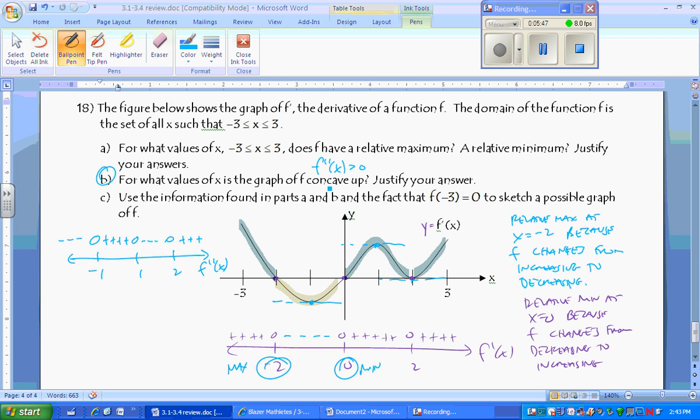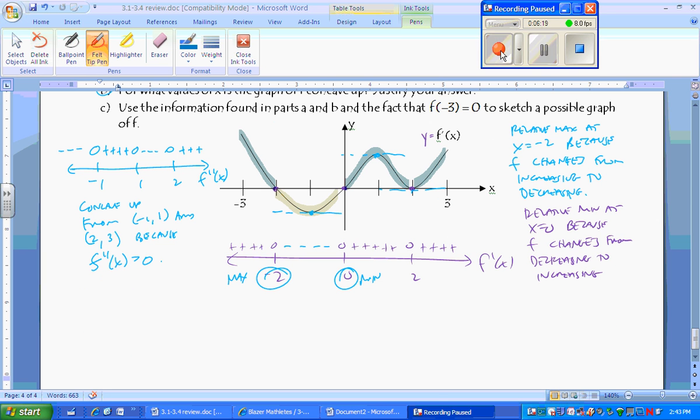We want to know when is it concave up. Well, it's concave up from -1 to 1 and from 2 to 3. Right? We're only going in this interval from -3 to 3. So it's concave up on those intervals because our second derivative is greater than 0. Concave up, second derivative is greater than 0.